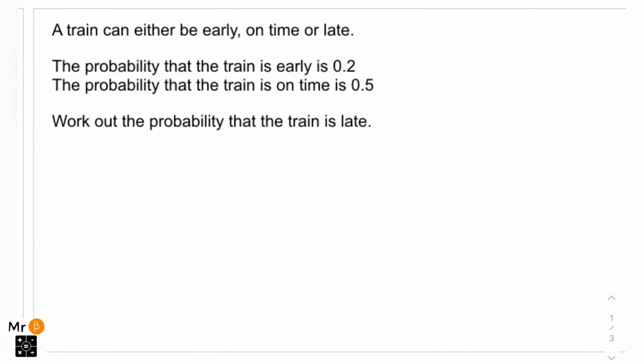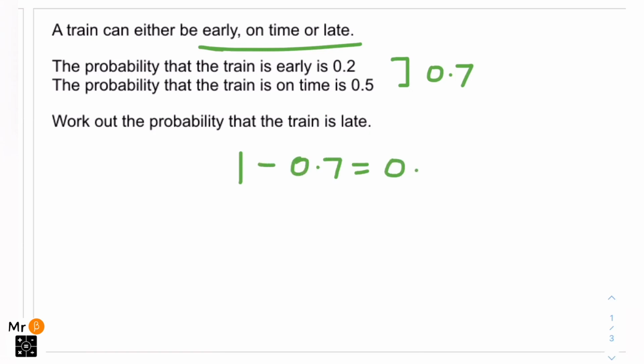Our second question, so it tells us a train can be early, on time or late. Again, if we add the two probabilities given, that's a total of 0.7. So if we do 1, subtract that probability, it will give us the probability that the train is late. So that would be 0.3.